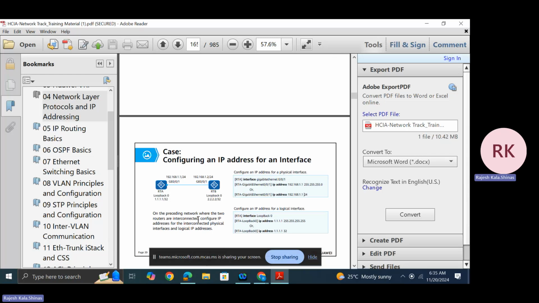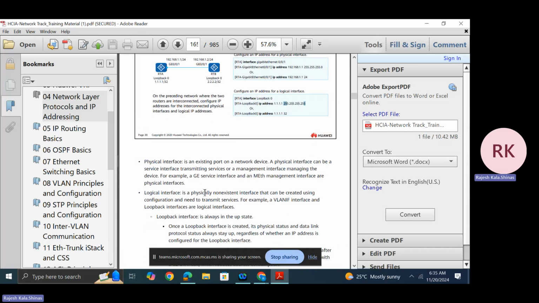If you want to configure a loopback IP for testing purposes, you can configure interface loopback 0 with an IP address like 111.255 and so on, with a /32 mask. That is exactly the same value, since 32 means all 32 bits are the network address. So it is exactly the same, loopback.